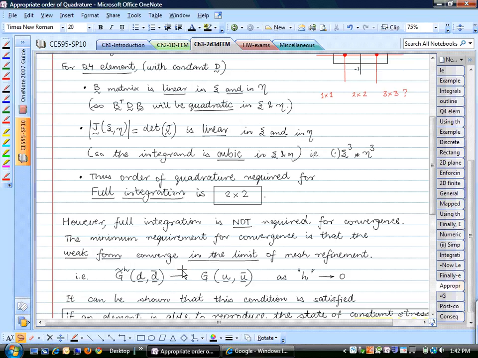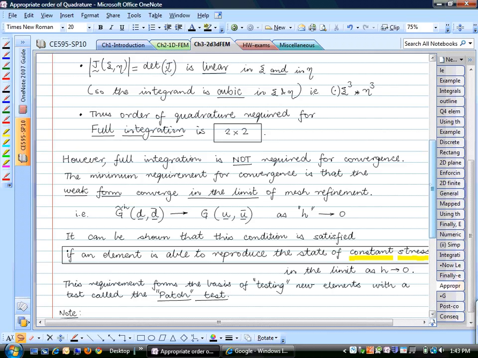So what we want actually is that after all our numerical integration, this discretized weak form should approach the continuum weak form as h, the size of the element, tends to 0. As we shrink the size of the element, it should approach closer and closer to the exact weak form.